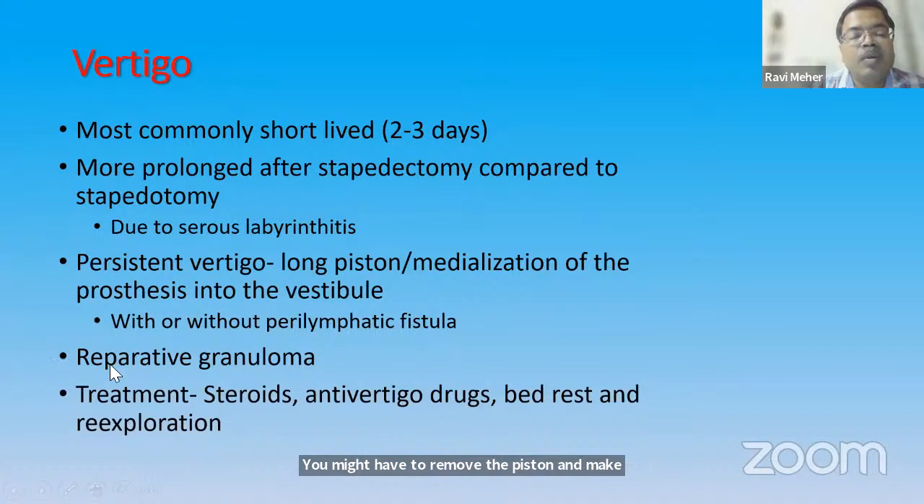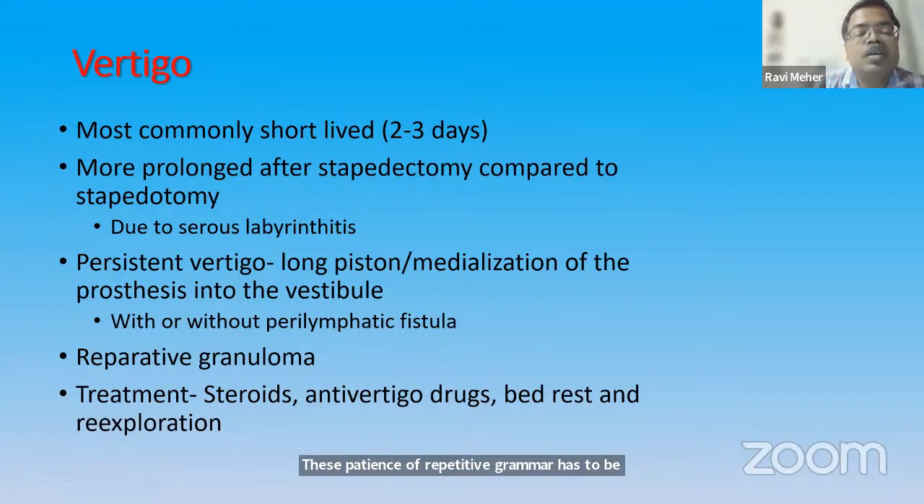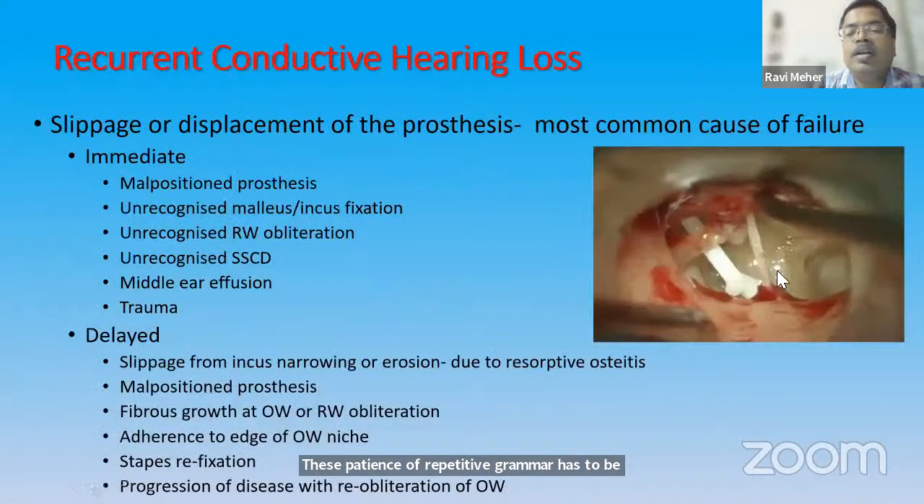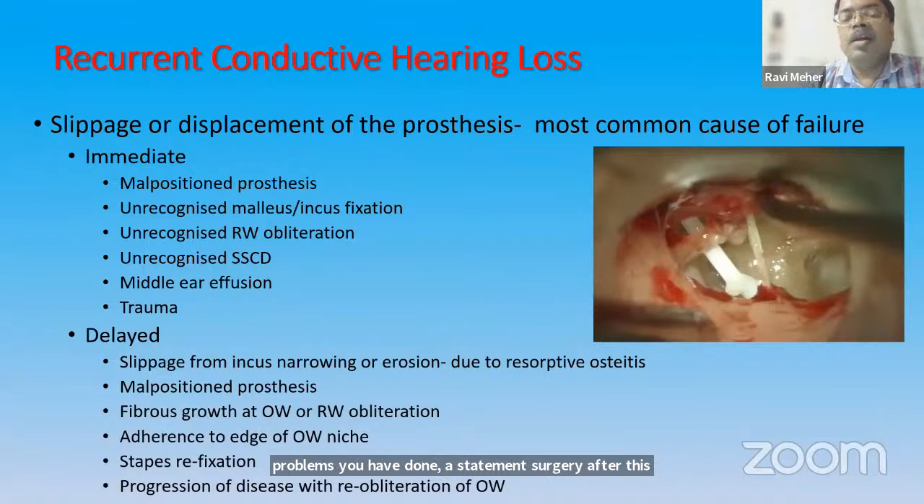And there can also be reparative granuloma. Again, these patients of reparative granuloma have to be surgically operated and treated with removal of the granuloma. Recurrent conductive hearing loss. So this is also one of the problems. You have done a stapes surgery. After the surgery, on table the patient had good hearing, but post-operatively there is decreased hearing.